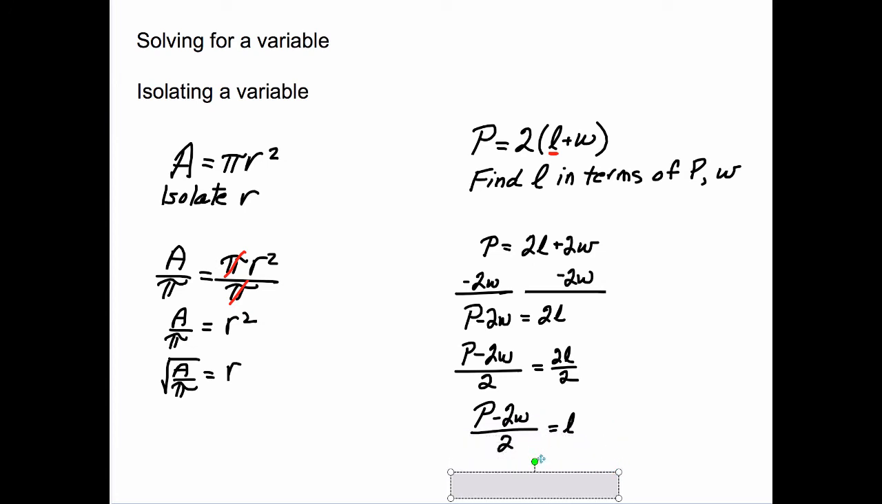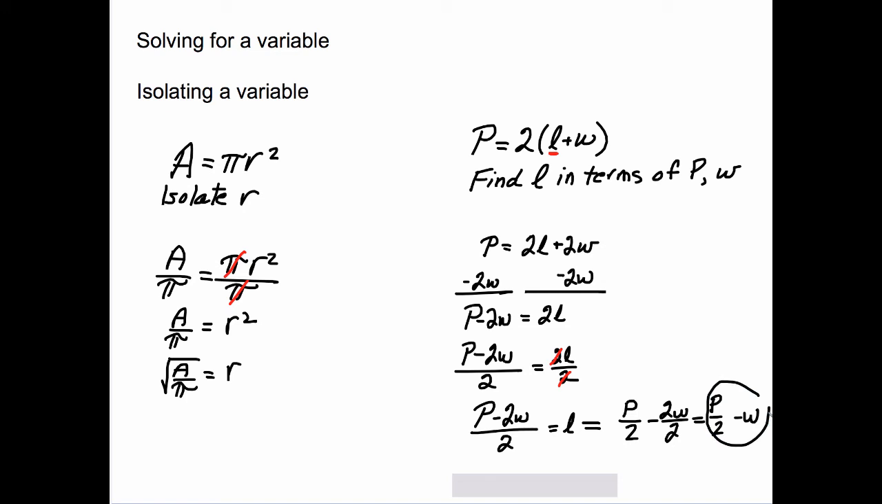And this is the final formula. After we cancel the 2's, we get P minus 2W equals L. Another way of writing this is to distribute the 2. We could also write this as P over 2 minus 2W over 2, which is just W, so that we can write this as P over 2 minus W. So either this way or this way is a way of writing that solution.